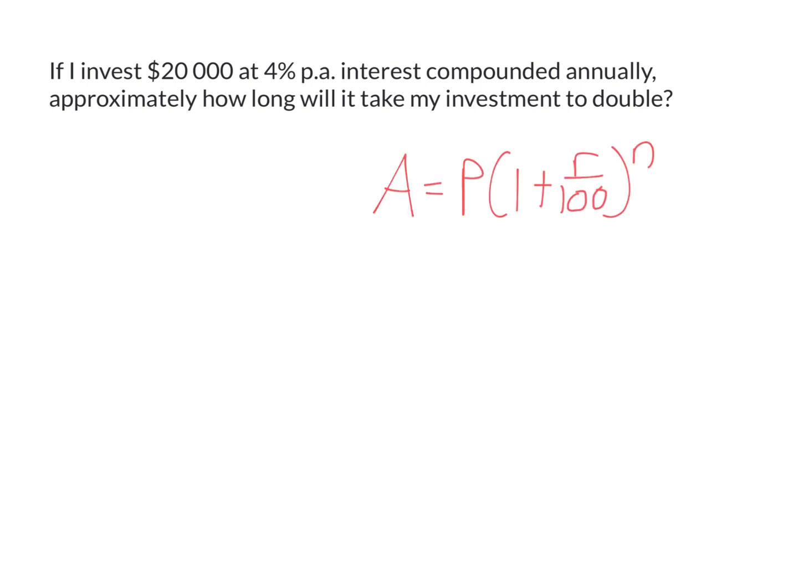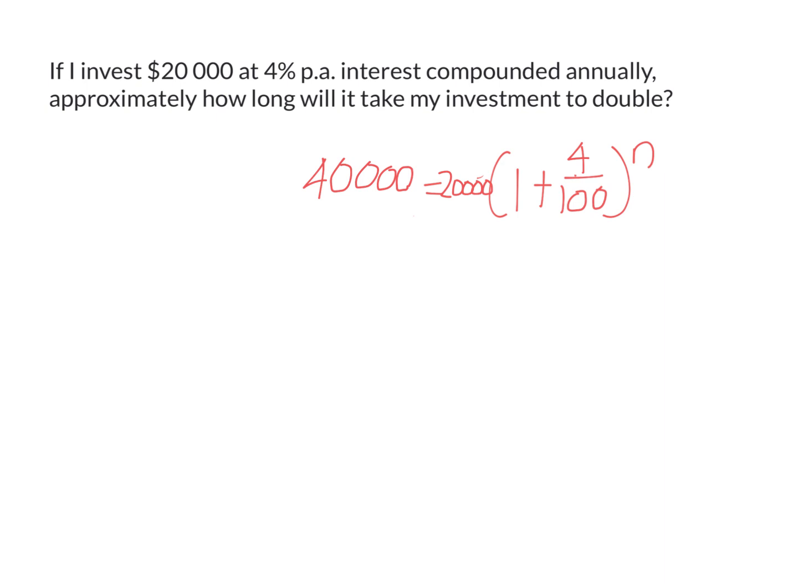Here I'm told that it's 4% per annum, so I'm going to change R to 4, and we're told that the initial investment is $20,000. Now, I want the investment to double. So it started at $20,000. I want the amount it's now worth to be $40,000. So in this equation, I'm actually solving for N.